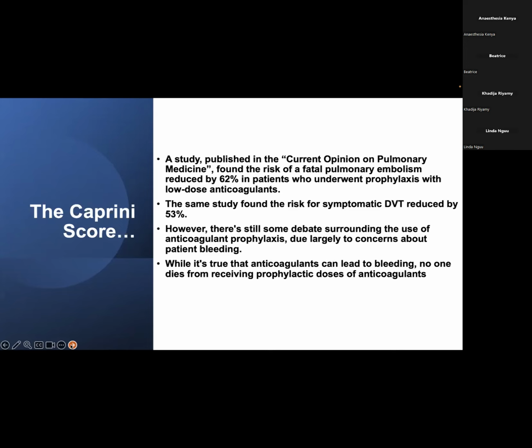A patient who comes with preoperative anticoagulant therapy, I also want to start anticoagulant therapy as soon as it is feasible. And again, that one you don't compromise, because we have seen some bad results, which I will give examples of. While it is true that anticoagulants can lead to bleeding, no one dies from receiving prophylactic doses of anticoagulants. They will always survive. And if you use the anticoagulants judiciously, I think there is no major risk.